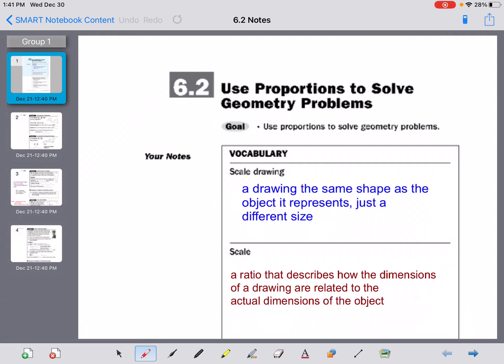We're on 6.2, using proportions to solve geometry problems. Remember in 6.1, we learned about proportions and a reminder algebraically how to solve them. So now we're going to bring them into more of our geometry problems.